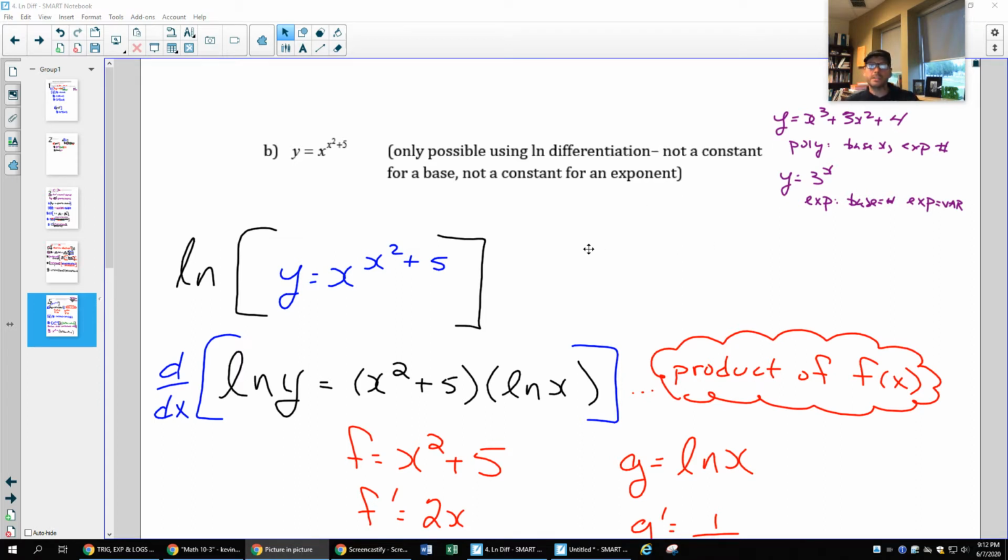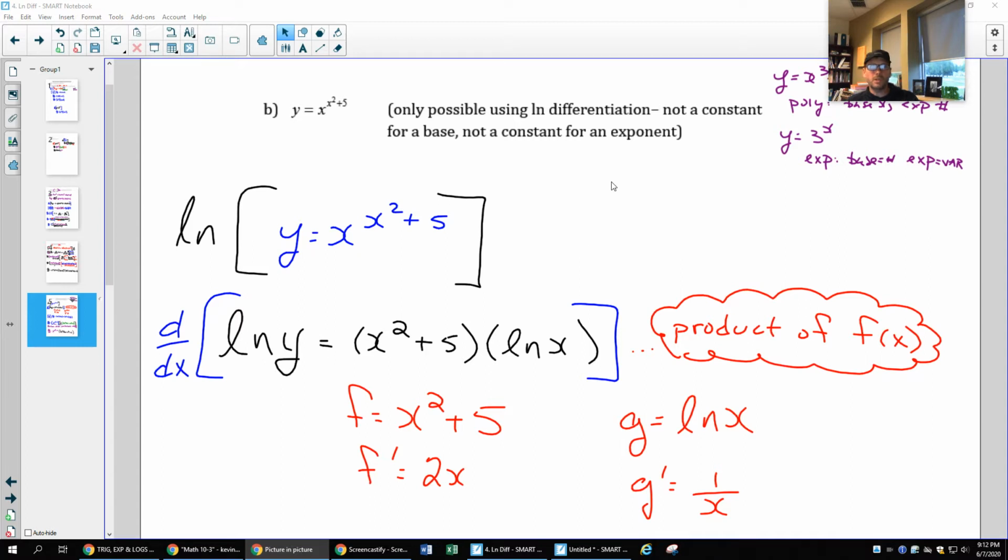So anyways, a question like this is probably the only question that you truly have to use what we call log differentiation with. The other questions, you could fight your way through and use all kinds of rules. But when you've got this variable thing happening, you got to use log differentiation.